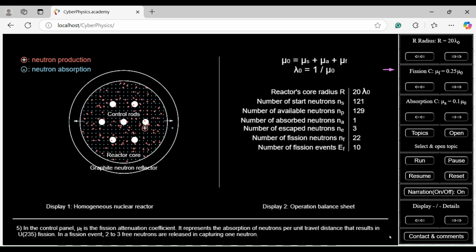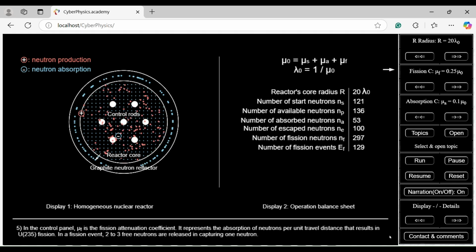In the control panel, μF is the fission attenuation coefficient. It represents the absorption of neutrons per unit travel distance that results in U-235 fission. In a fission event, 2 to 3 free neutrons are released in capturing one neutron.